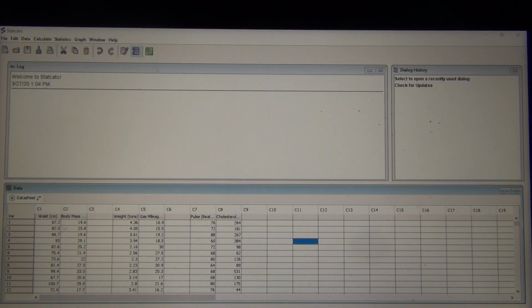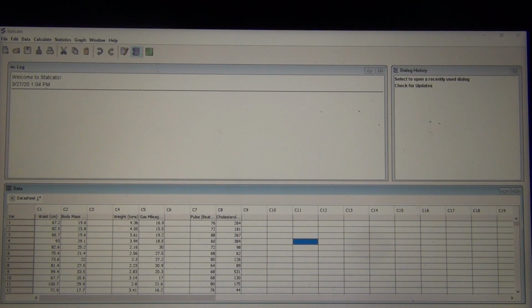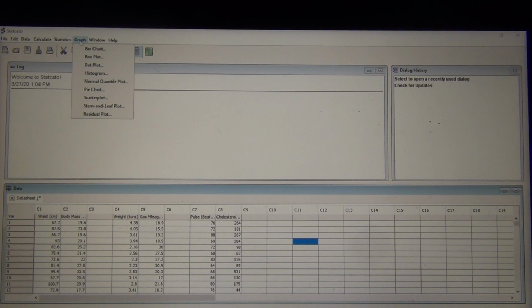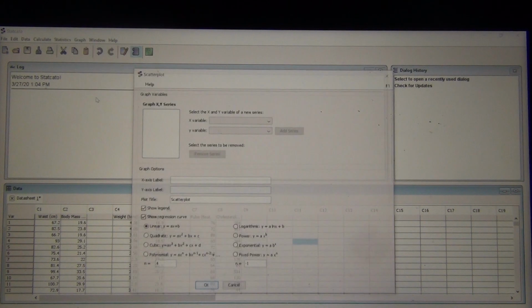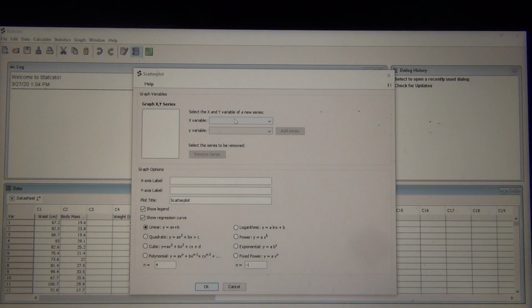So here's my same three data sets in Statcato. Let's look at our waist size and our body mass index. By the way, if you just want to make a scatter plot, you can go to the Graph menu and just click Scatterplot. It'll ask you to pick the x and the y variable. So again, I'm doing waist size as my x and body mass index as my y.